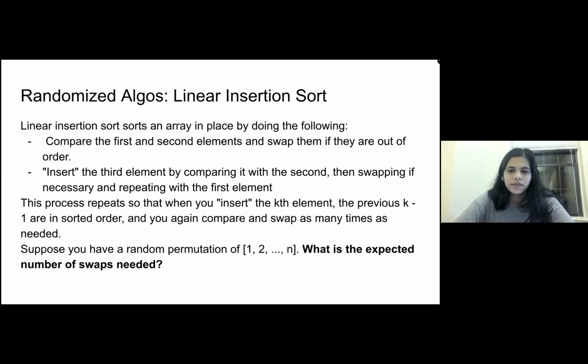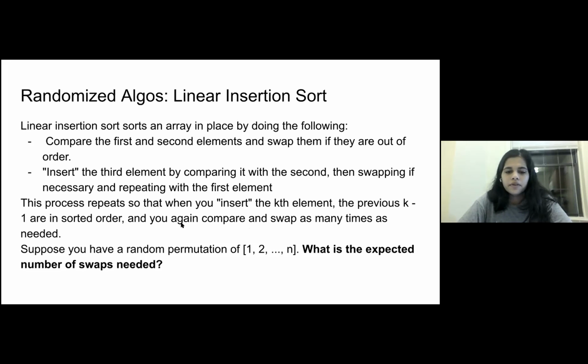Cool. So the first question that we're going to go over is another kind of sorting. In lecture and presentation, we talk about quicksort. But in this problem, we'll consider linear insertion sort, which basically works by swapping elements in place until everything is in order. So you take the first and second elements, and you swap them if they're out of order, and then continue to the third element, compare it with the second. If it's less than the second, then you swap it, and then repeat that with the first. So every time you insert the kth element, you can assume the first k minus 1 are in sorted order, and you compare and swap as many times as needed so that the first k are in sorted order.